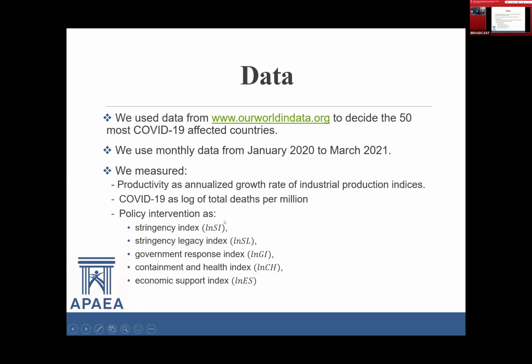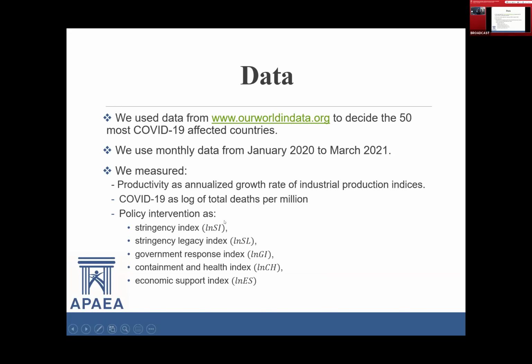Now, for the conditioning information, we followed the monetary and fiscal policy literature, and control for these popular indicators. The first one is the change in money supply. The second is the short-term interest rate. The third is the inflation rate. And the final one is stock returns.